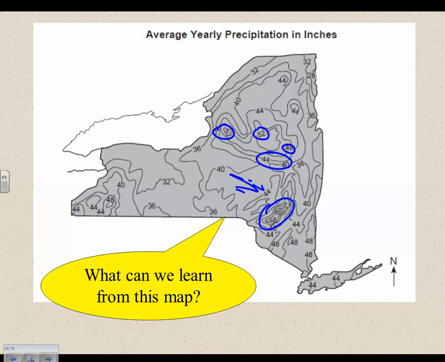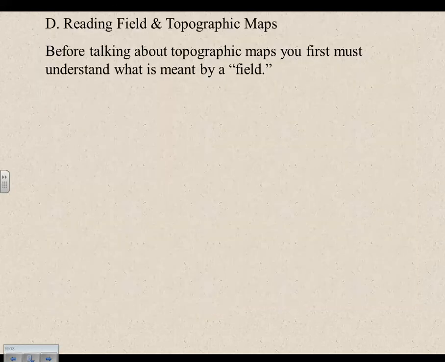Well, later on in this topic, you're going to learn that not only can you learn distance or actual amounts of precipitation from this map, but you can learn gradients, which are really, in this map, how closely packed the lines are, showing big changes over short distances or not much change over big distances. Reading field and topographic maps is today's lesson.